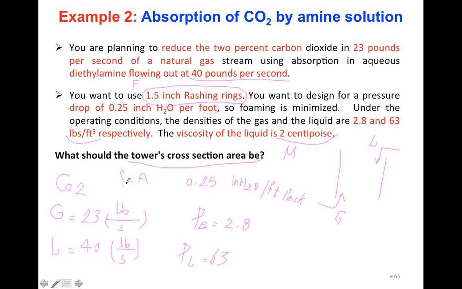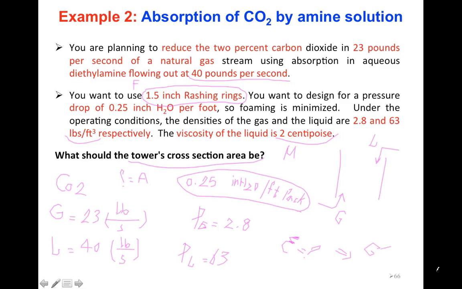In this question we are going to use the Sherwood curve. So we have the pressure drop that we want. We have all the densities and the mass flow rates. So we can find the x-axis, we have the pressure drop, and we can find epsilon. Once we have epsilon, we can put it in that equation and find G prime.